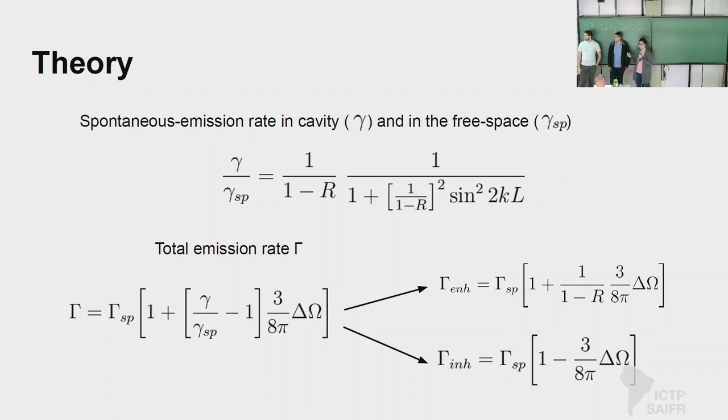These expressions depend on the solid angle of the confocal resonator, and on R, which is a quantity related to the radius of the mirrors that make the cavity. So the total emission rate can be changed, and this article is interesting because they did this experimentally with ytterbium, and it is a visible spectrum.